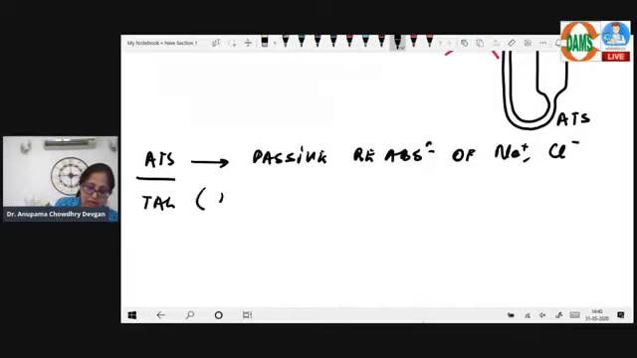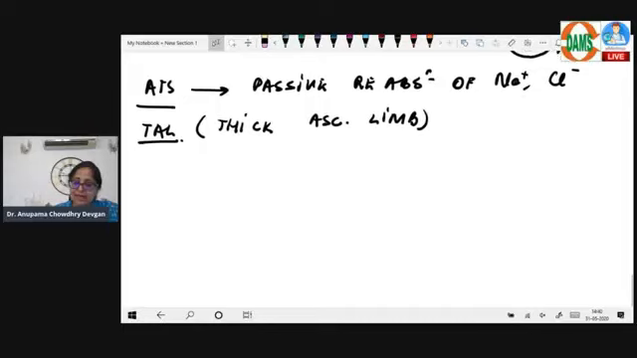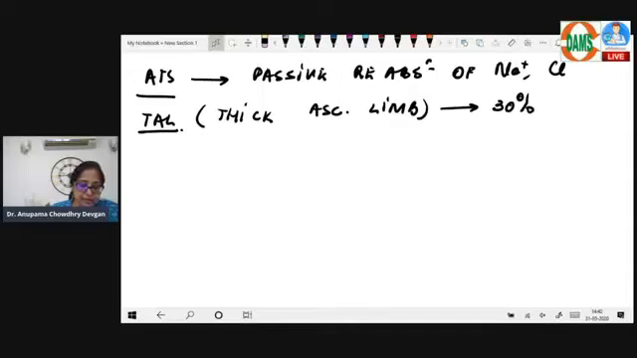Then you come to the thick ascending limb. Thick ascending limb, 30% of sodium is reabsorbed in the thick ascending limb. So let us see what is the mechanism.